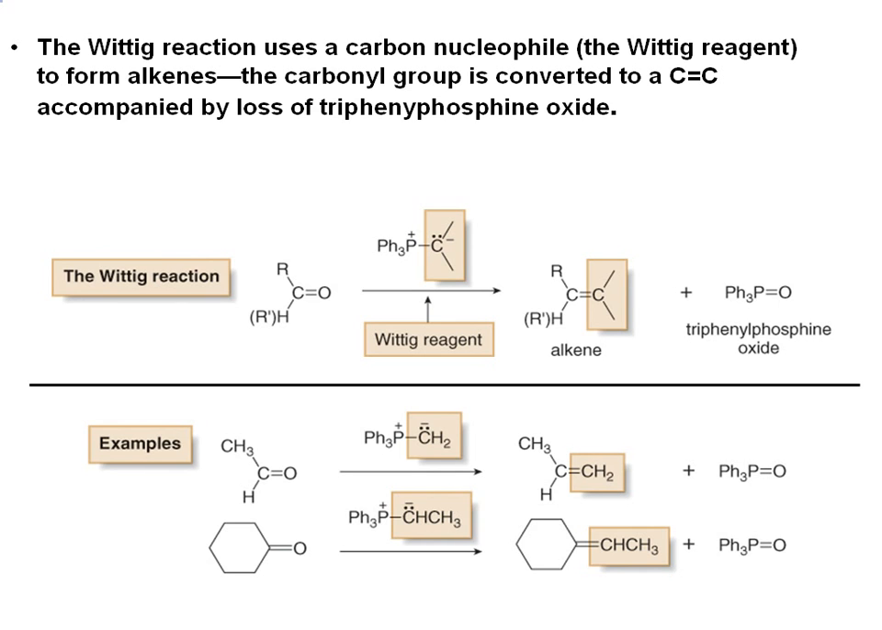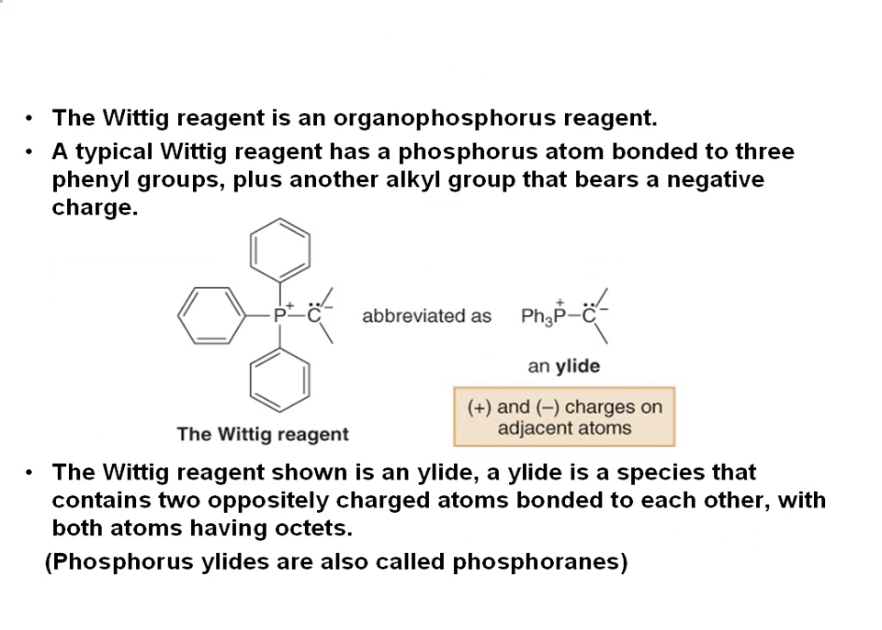And you can see some examples. The Wittig reagent is composed of a positively charged phosphorus attached to a carbanion, and that carbanion is your nucleophile, which reacts with your electrophilic carbon. That carbon-carbon bond then becomes your double bond upon loss of triphenylphosphine oxide. So that's the general overall process that occurs.